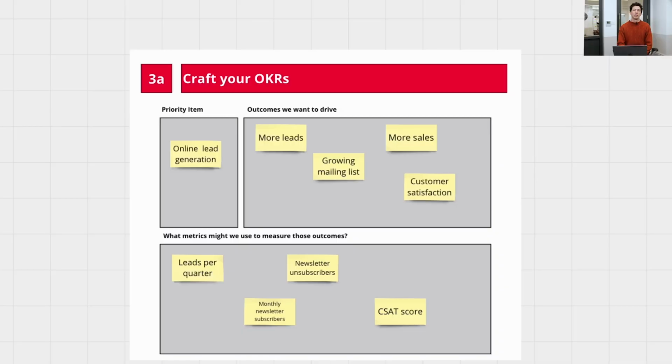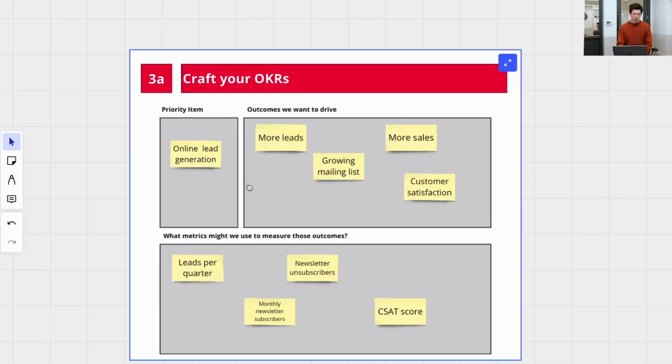OKRs can be used for all sorts of teams. So we've got an example for a marketing team, a sales team, an engineering team, and a product function. First, we're going to start with a marketing team example. So this team decided that in the next quarter, they wanted to focus on online lead generation.